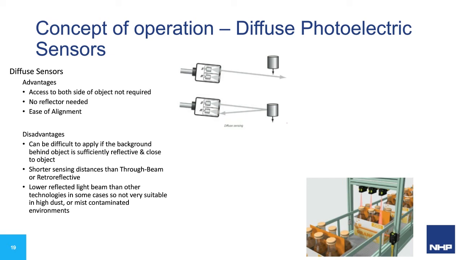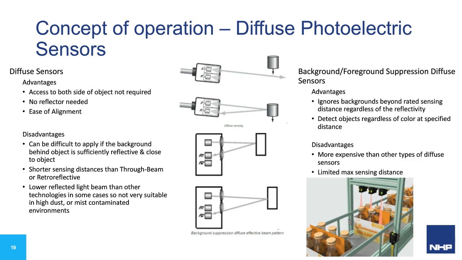The disadvantages, however, are they're difficult to use if the background behind the object is reflective and it's too close to the object, or if there's something reflective in the foreground. They also have a much shorter sensing distance than the other sensors mentioned so far, and they have a lower intensity, which depends on the material and how much light is actually reflected back, so they're more susceptible to environmental factors as well. Now, background and foreground suppression diffuse sensors, of course, combat some of these issues.